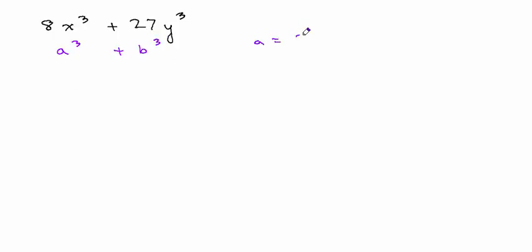So if you compare this with a cubed plus b cubed, a in this case is going to be 2x, because if you do a cubed on that, 2x cubed means 2x multiplied with itself 3 times. 2 times 2 times 2 is 8. x times x times x is x cubed. Therefore, we have 8x cubed. So we got our a. a is 2x. Okay, how about b cubed?